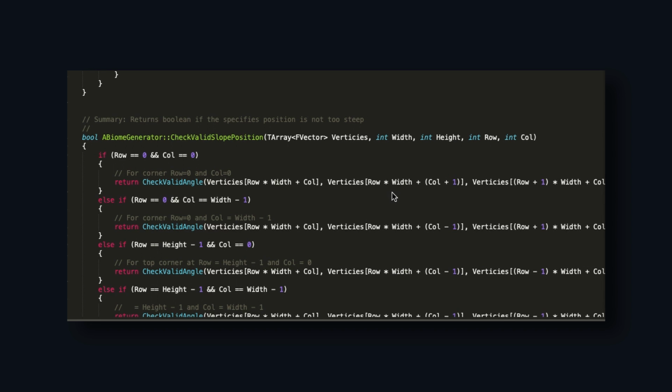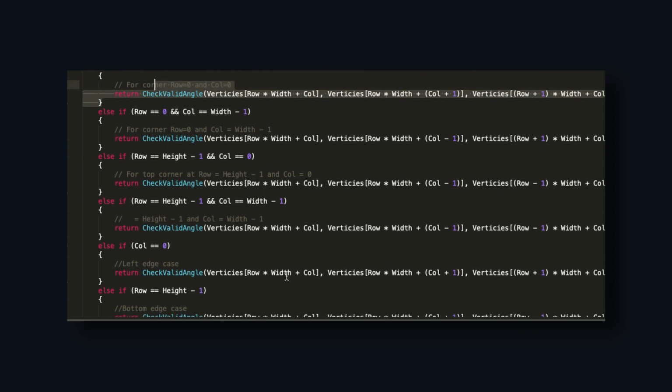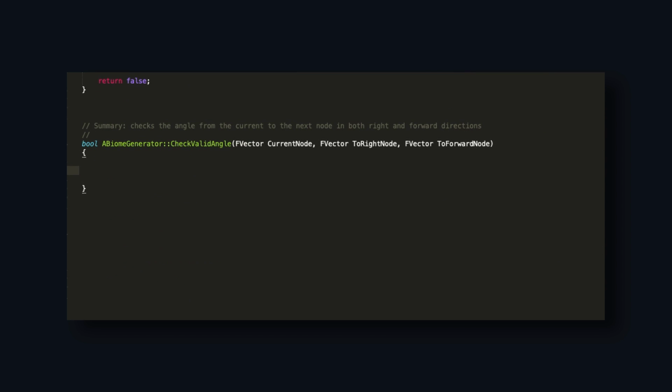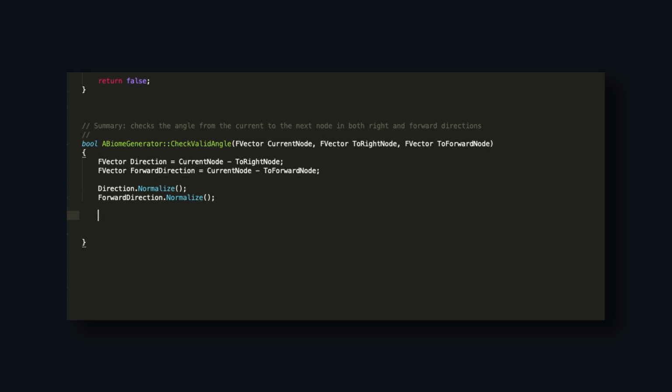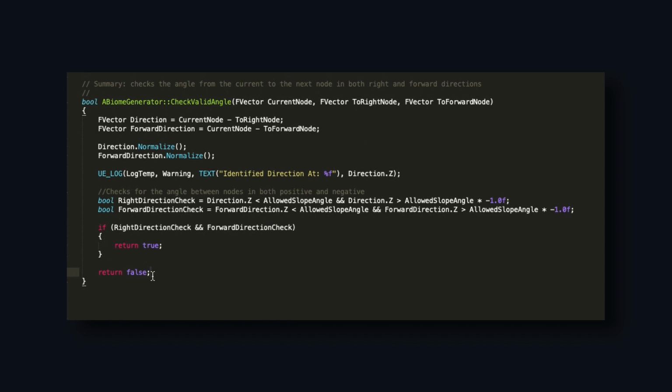Firstly, in the function checkValidSlopePosition, we run a series of statements similar to the AI manager, which checks for both corner and edge cases for each position we iterate. In these checks, we run a checkValidAngle function that takes the current node position and the positions of nodes forward and right relative to the current position. Now, basically in this function, we check whether the normalized direction is within the specified allowed angle, which either returns true or false. With that Boolean value, the spawnPlants function then uses it to spawn the objects.